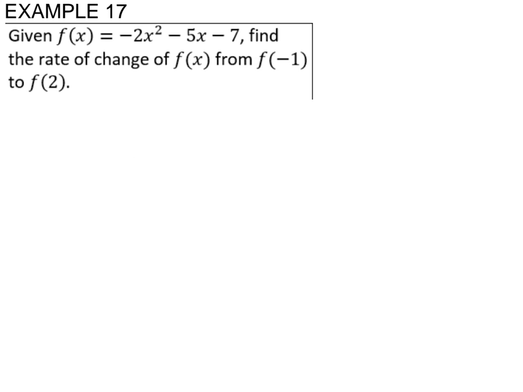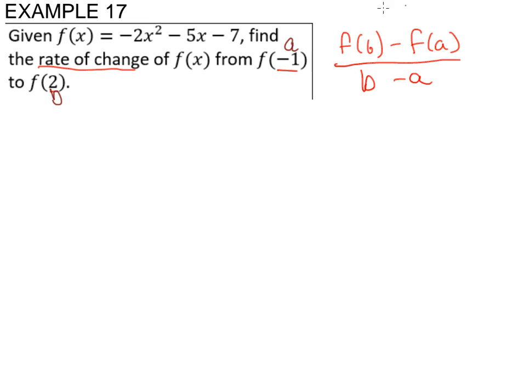All right, for this example, we need to use the function f of x equals negative 2x squared minus 5x minus 7 and find its rate of change from negative 1 to 2. So for rate of change, your clue word is f of b minus f of a, all divided by b minus a. So we pull out the first one and label it a. We take the second one and label it b.